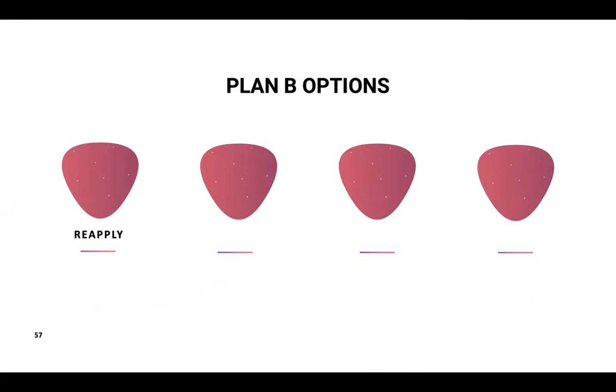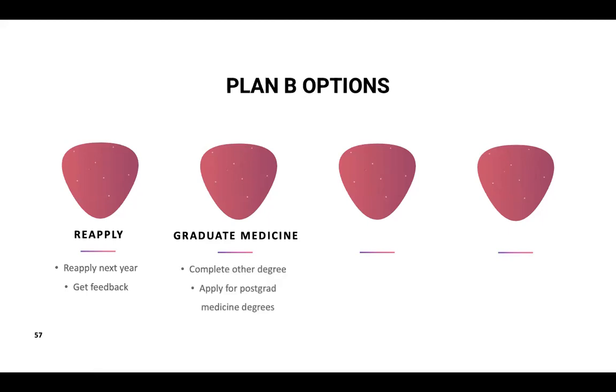Will you reapply to medicine? Try and get feedback from the universities who did reject you, whether that was pre-interview or post-interview, about what you could have done better to try and get that offer. Try graduate medicine. Maybe you want to do a different degree like biomedical sciences and then switch to graduate medicine.